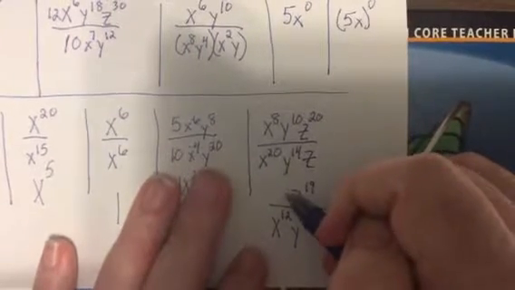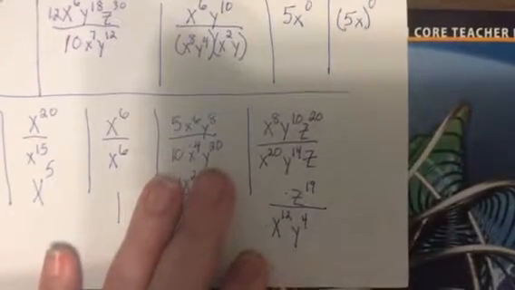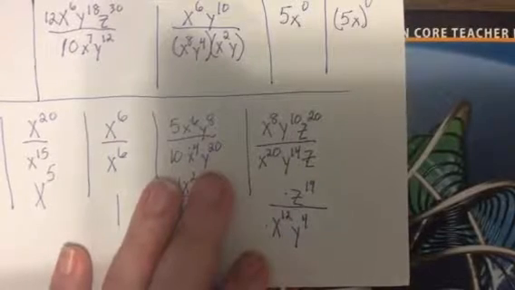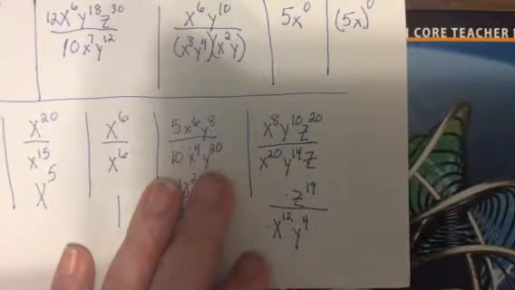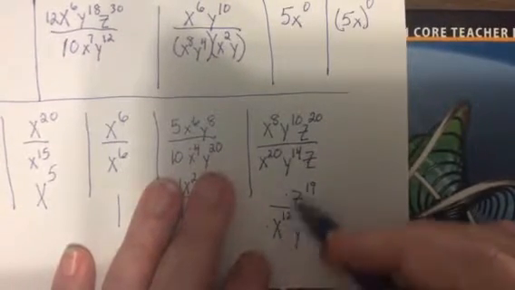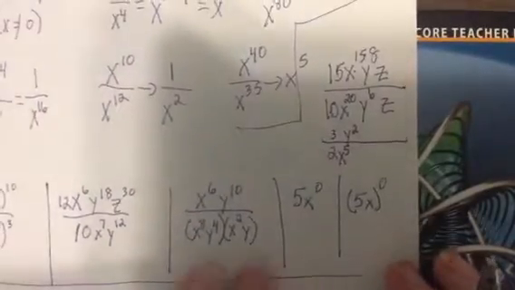Now, if you want to put a 1 here and 1 here, I wouldn't mark it wrong. But again, in math, they like you to write as little as possible. So it's better to just leave it like that.